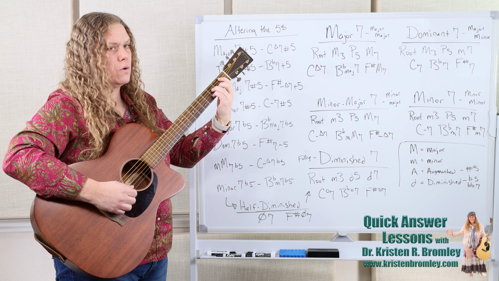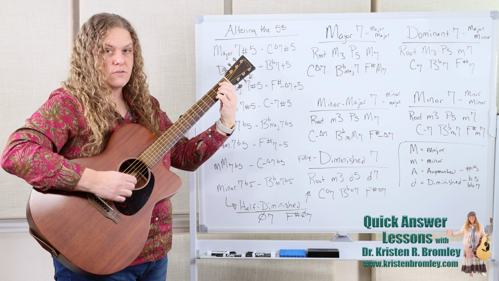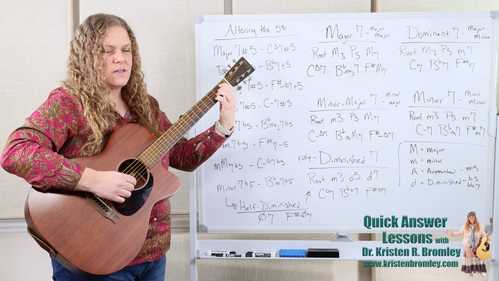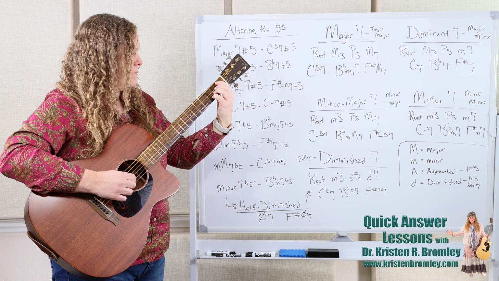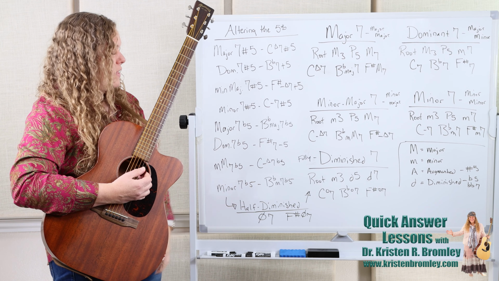So here's a major 7 chord. Here's with a flatted 5th. There's the flatted 5, 7, 3. Root, flat 5, 7, 3. That's pretty cool. You could have the dominant 7th with a flatted 5th.